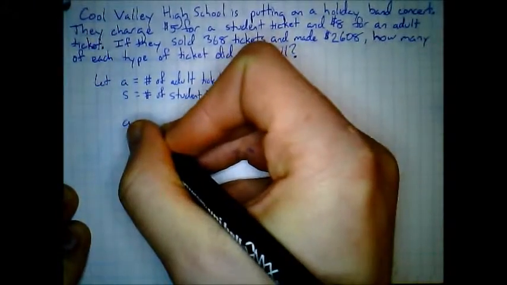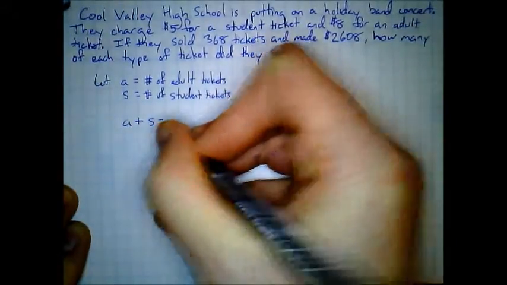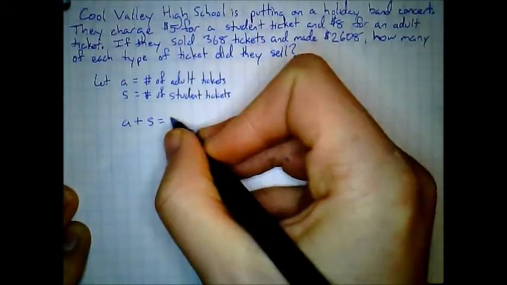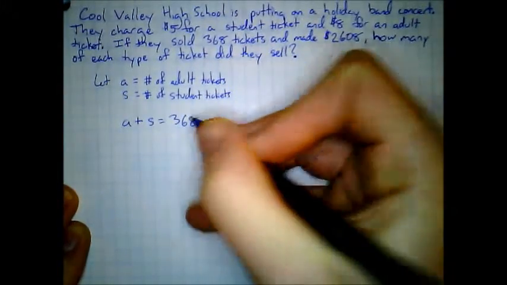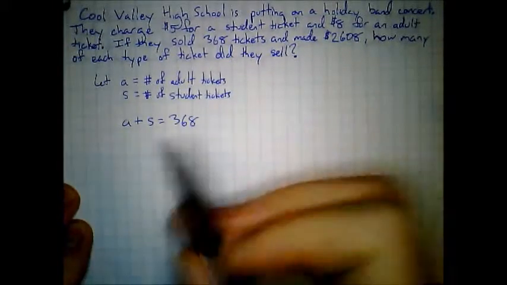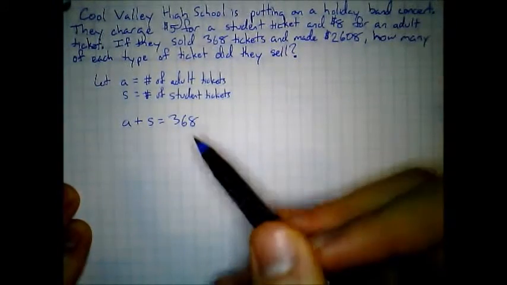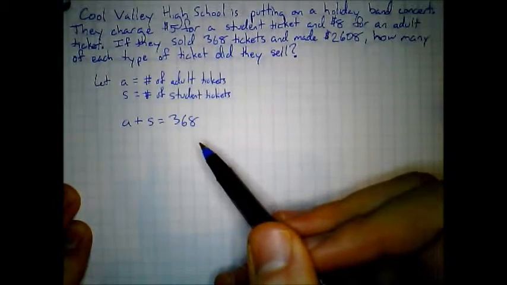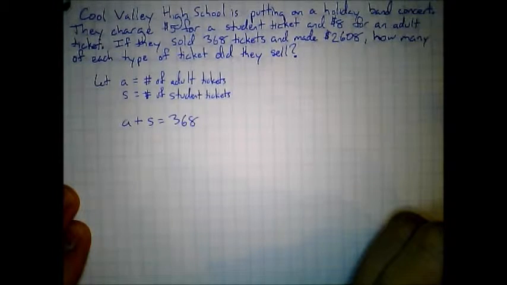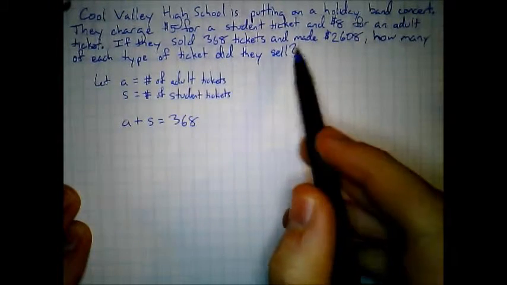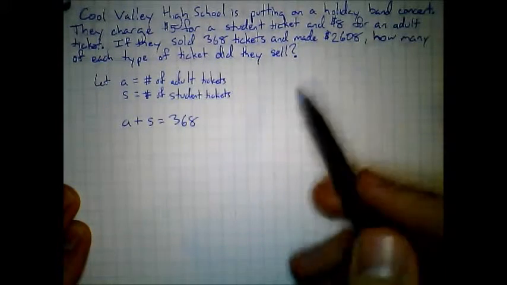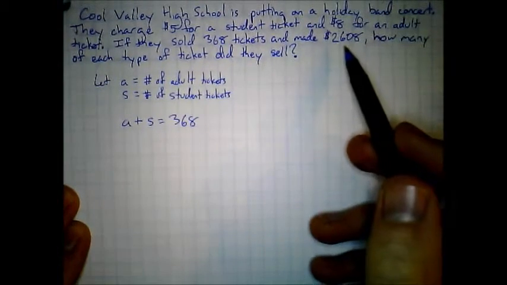So just like in the first problem, our equation is A plus S, the number of adult tickets and the number of student tickets, has to give us 368 total tickets. Okay, it's a very simple process, it's a very simple thought, so it turns into a very simple equation. Okay, now we need to look again for some other total or some other information this problem gives us. Okay, so we also see they made a total of $2,608. Okay, this is where it's different than the first problem. It gives us another total.